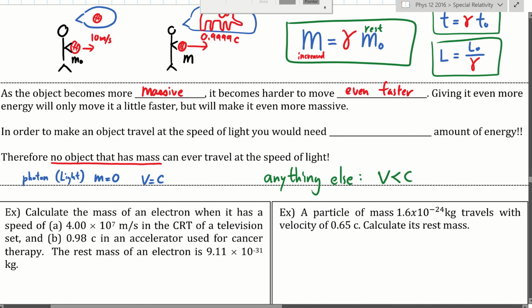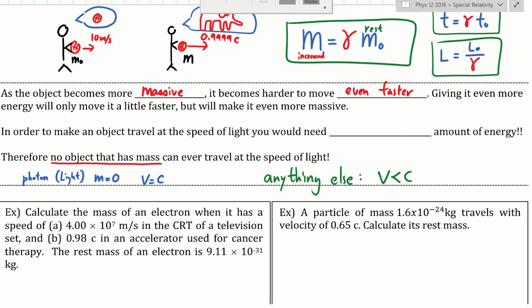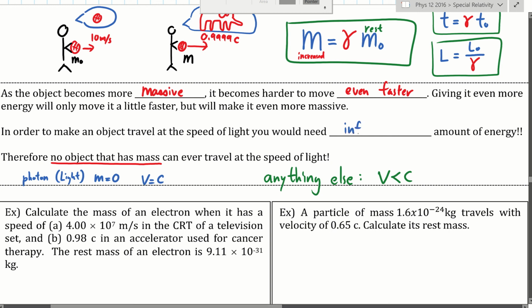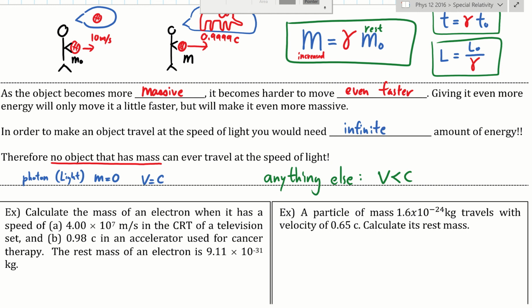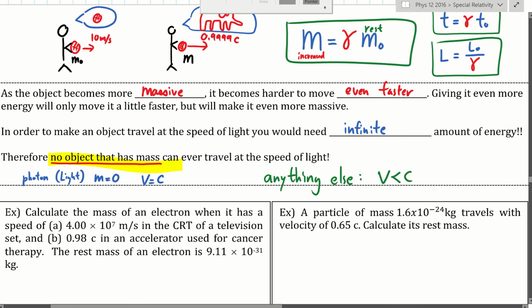Give it even more energy, we'll only move it a little bit faster, but we'll make it even more massive. So in order to make an object travel at the speed of light, you will need an infinite amount of energy, which is not possible. Therefore, no object that has mass can ever travel at the speed of light.